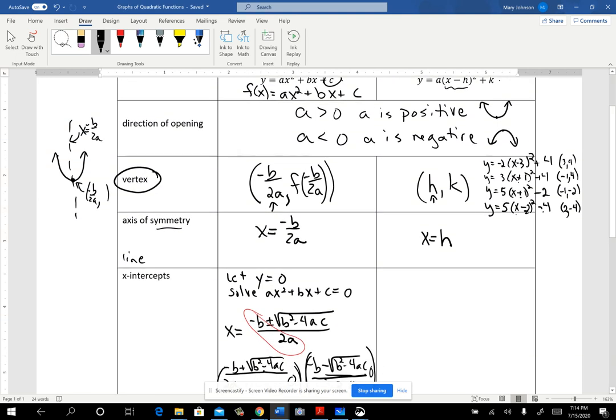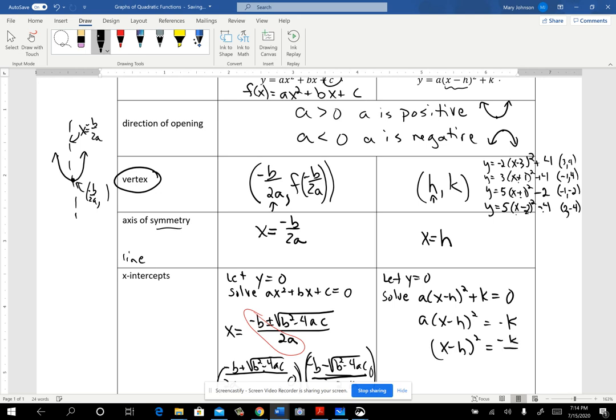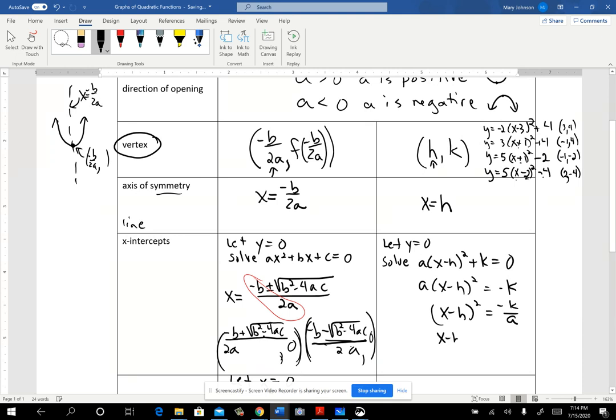And then for x-intercepts, I still let y equal 0. And so I'd have to solve this equation. And I could do it in general. I could move the k out of the way. I could divide by a. I could square root both sides. You're not going to memorize this, though. You're just going to do that process. Make sure you get both. Then you're going to add the h. And that's how you would do it.